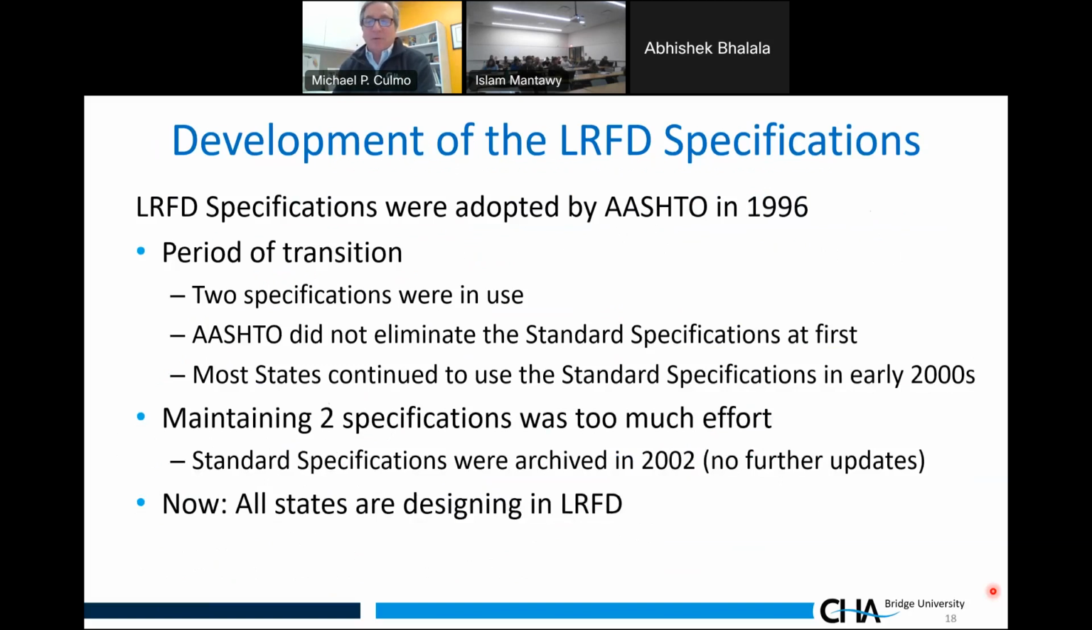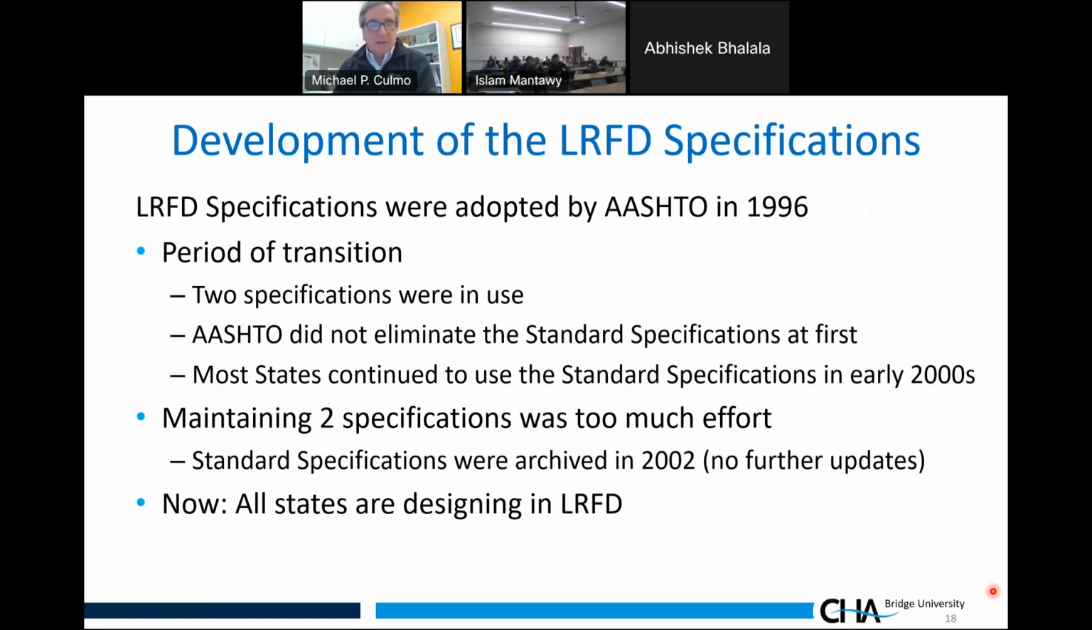Once it was adopted, though, it wasn't initially used. People were still set in their ways. Standard specifications have been around for 70 years, and nobody was just going to drop their pencils and switch the code right away. So there was a definite period of transition where we had two design specifications in use. A lot of states were experimenting with LRFD. Most were still using the standard specifications at this time.